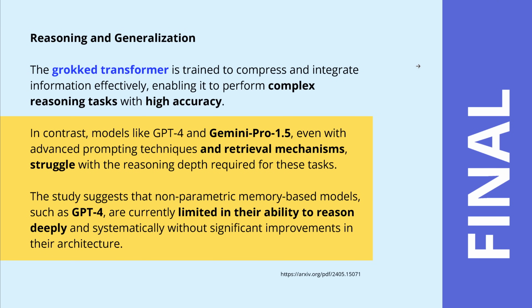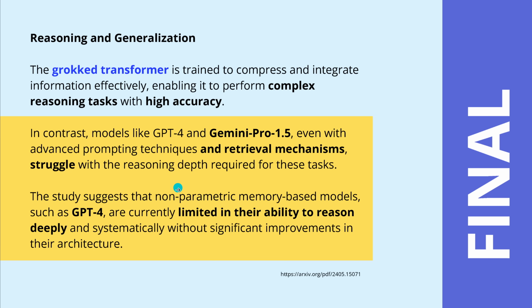So there you have it. What is the final verdict here for reasoning and generalization? The grokked transformer is trained to compress and integrate information effectively, enabling it to perform complex reasoning tasks with high accuracy. 99.3% is good. And the authors say, in contrast, models like GPT-4 Turbo and Gemini Pro 1.5, even with advanced prompting techniques and retrieval mechanisms like RAG, struggle with the reasoning depth required for these tasks.